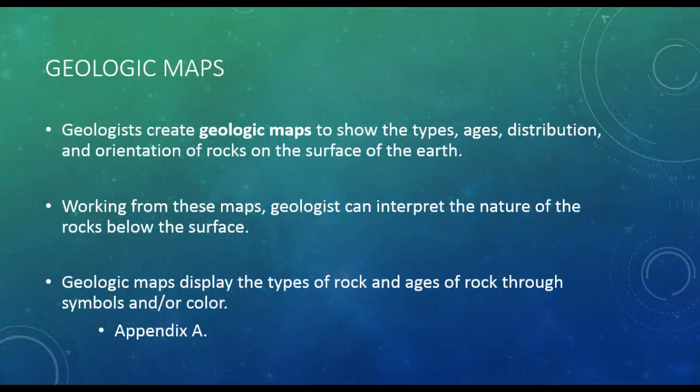Geologic maps and structure. Geologists create geologic maps to show the types, ages, distribution, and orientation of different rocks on the surface. Working from these maps, geologists can interpret the nature of the rocks below the surface as well as above. Geologic maps display the types of rock and ages of rocks through symbols and color. You can view a few of these types of symbols in Appendix A. In Appendix A, you'll see letter symbols for geologic time, map symbols, as well as some common lithologic patterns or rock types depicted by symbols.